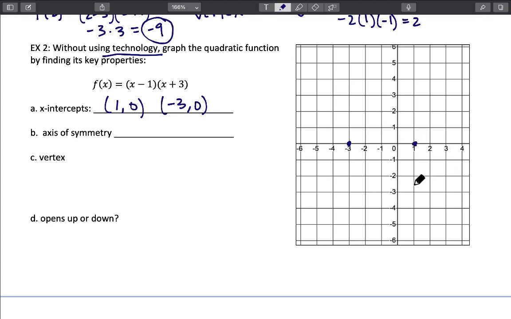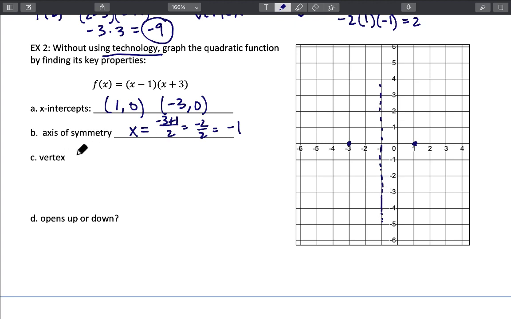That's where it crosses our x-intercept. Finding our axis of symmetry, we're going to say our p plus our q, that's -3 plus 1 all over 2. That's -2 over 2, which is -1. So our axis of symmetry is this vertical line straight up and down through -1.